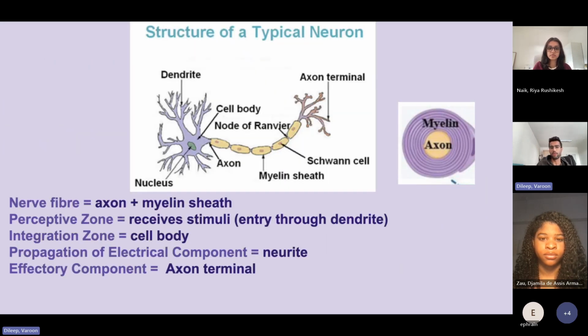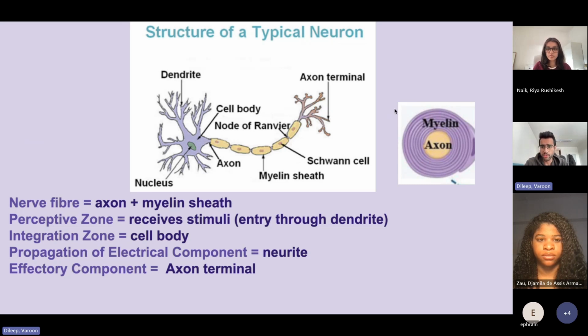So first of all, we have the nerve fiber, which is made up of the axon in the center surrounding the myelin sheath. And then we have the perceptive zone, which is here, which is the dendrite, which receives stimuli from your skin and from other receptors inside your body. Then we have the integration part, which is the thinking part of the neuron. This is the cell body. And then we have the propagation of the electrical component, which is where the electric impulses travel through this area. And then we have the effector component, which is the axon terminal. So this connects to the effectors such as glands, muscle, whatever.